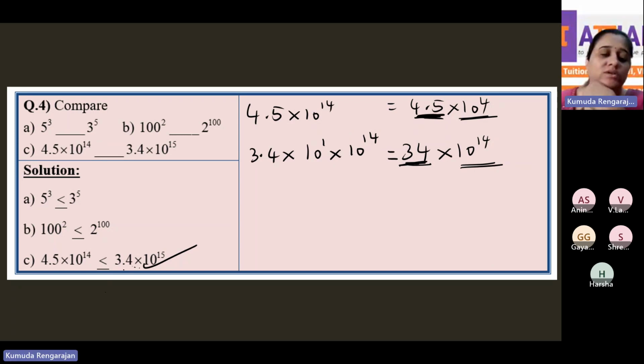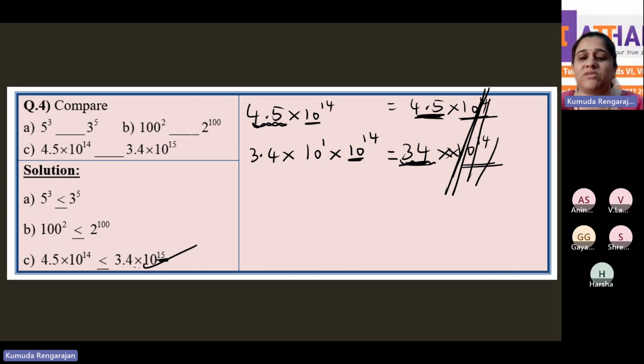So what you can do here is bring 10 to the power 15 and change it to 10 to the power 1 into 10 to the power 14. You must have only 10 to the power 14. There should be only two parts. The first part is 34 into 10 to the power 14. In both expressions we have into 10 to the power 14, so you can ignore this. Compare the first parts: 34 is bigger, so this one is bigger.